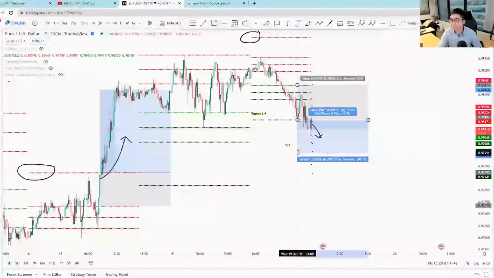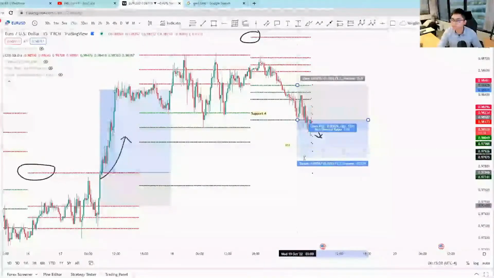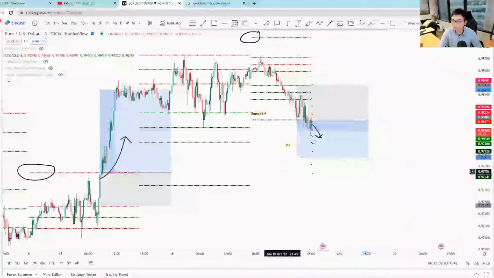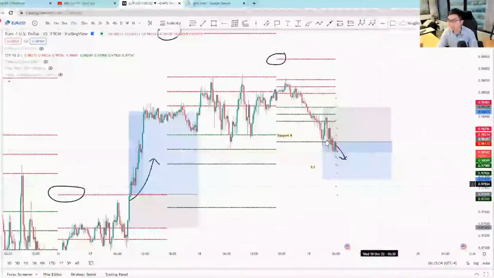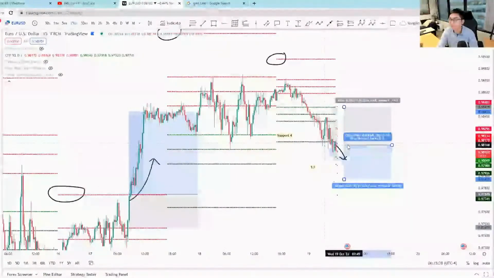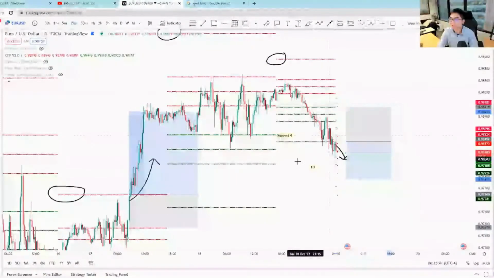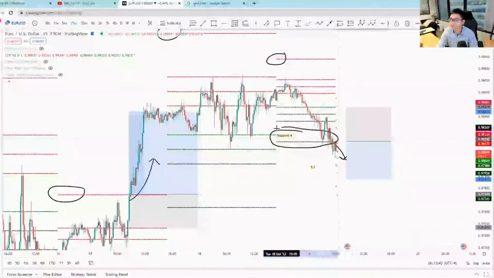Anything lower, just ignore. Do not take a trade. So let us see by the end of this session where price on the euro dollar might be heading, since it has already broken the supports for the pivots.